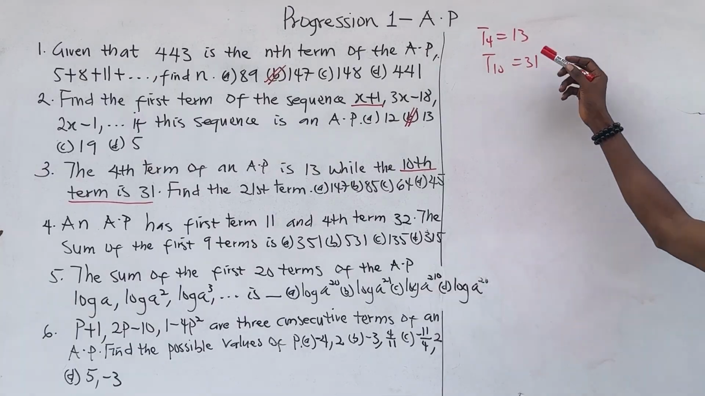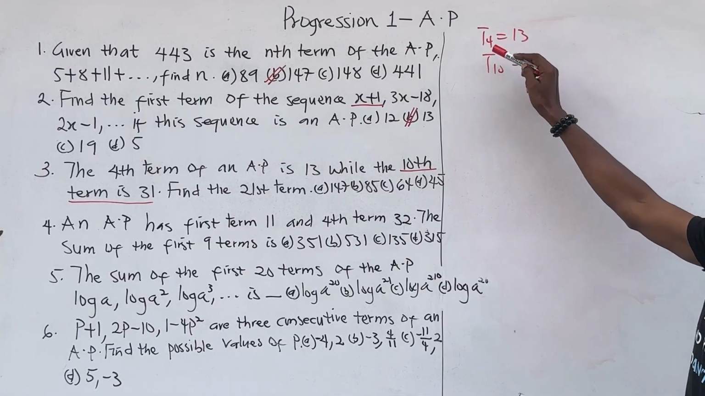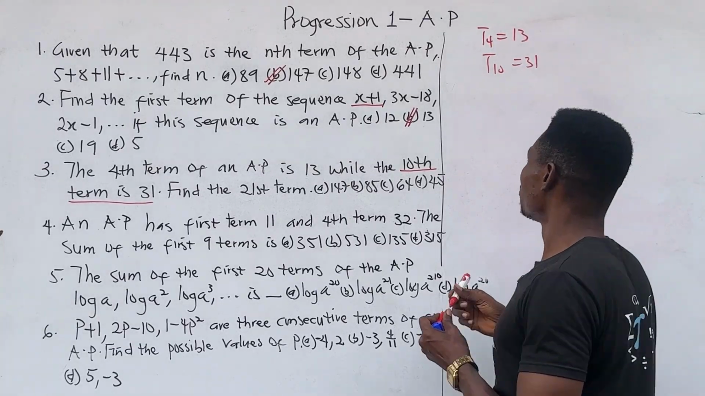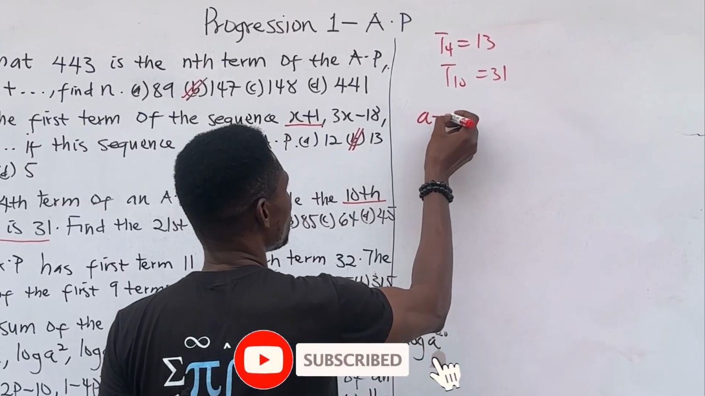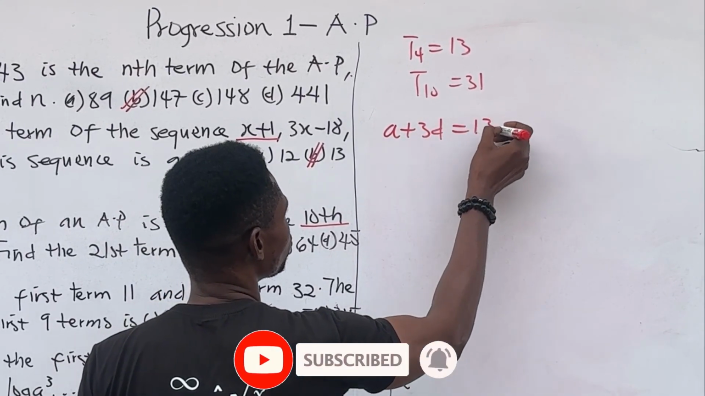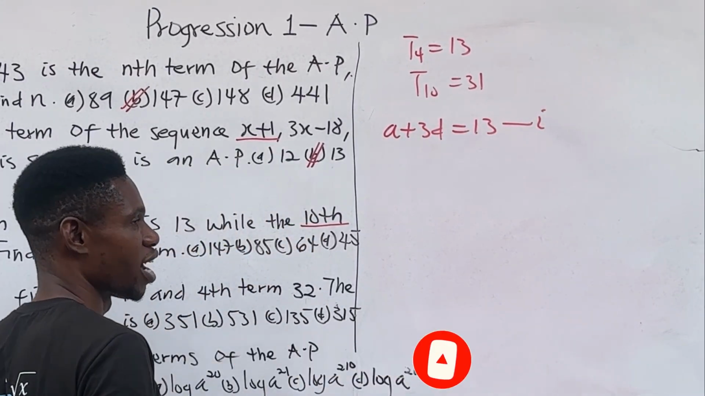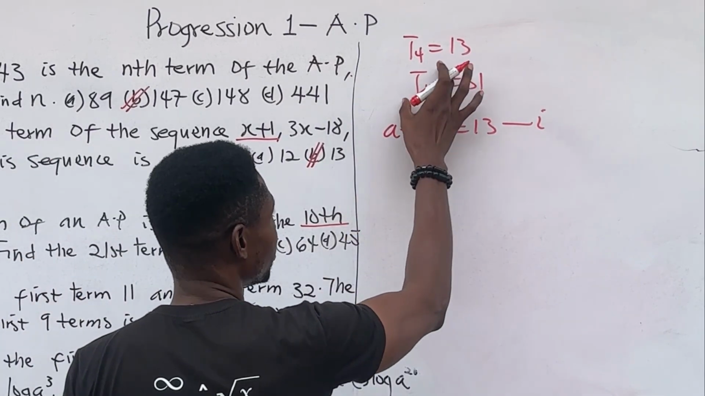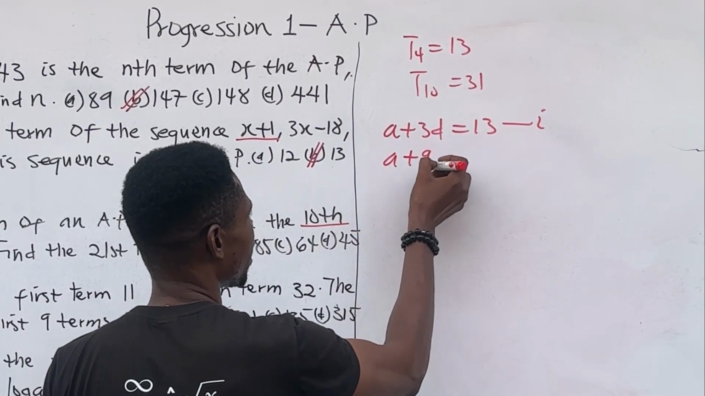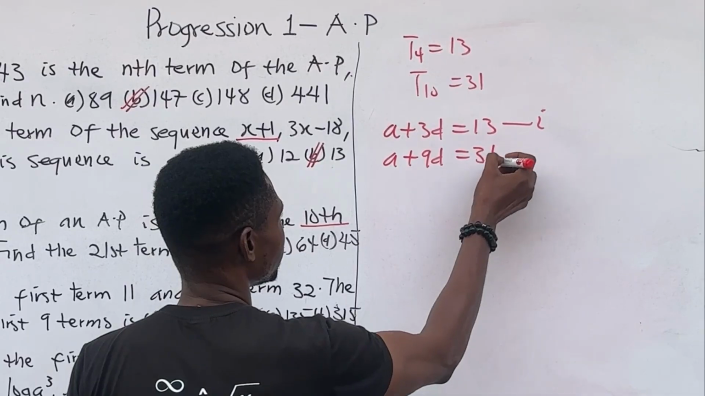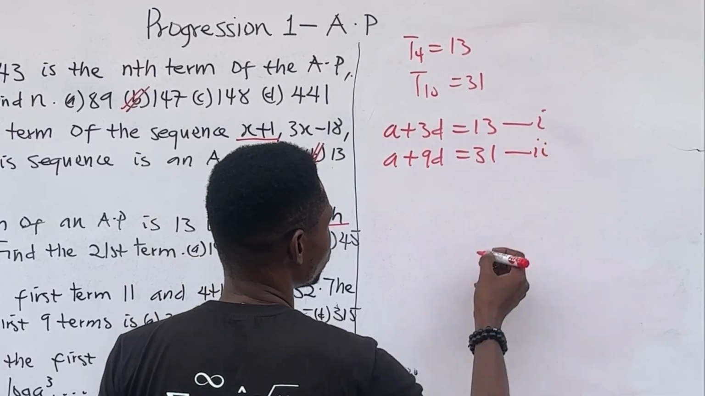Now, since we are treating AP, we know we can interpret T4 and T10. So T4 can be interpreted as A plus 3D equal to 13. We'll call that equation 1. I already explained that earlier. So for T10, that will be A plus 9D. The answer is 31. Let's call this one equation 2.